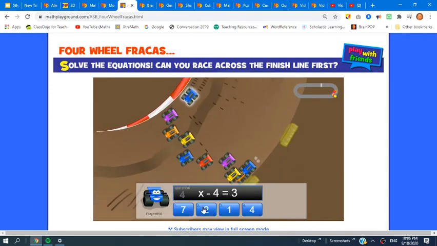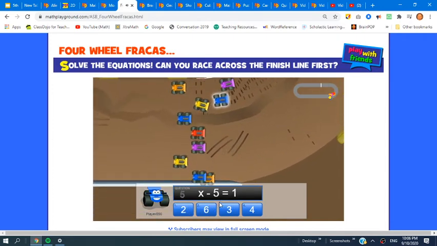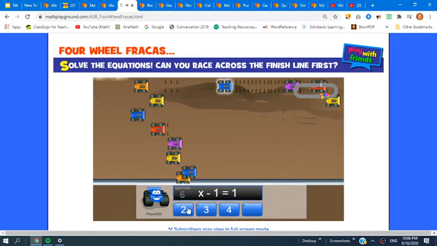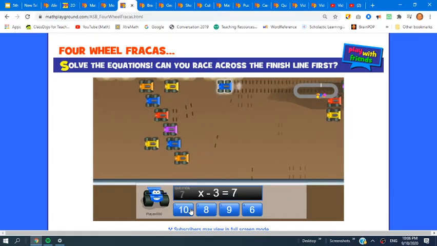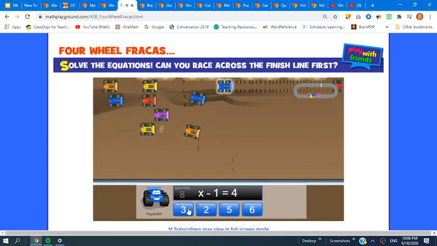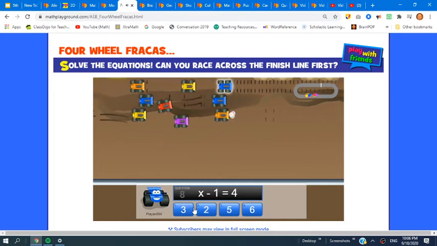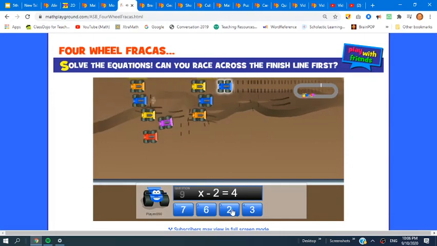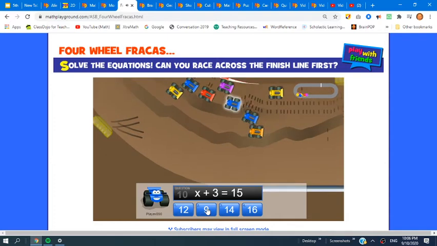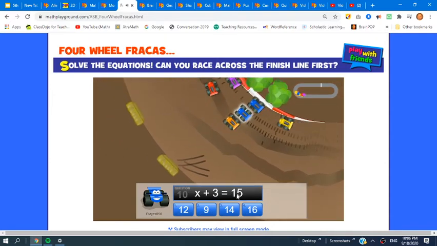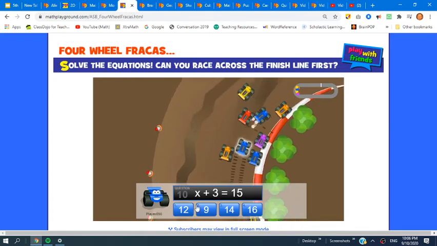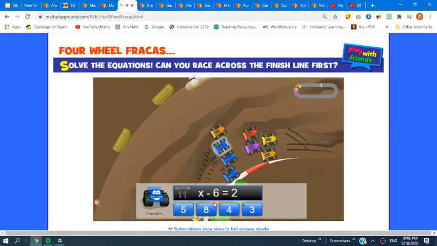Something minus 4 equals 7 minus 4 equals 3. 6 minus 5 equals 1. 2 minus 1 equals 1. 10 minus 3 equals 7. 5 minus 1 equals 4. 6 minus 2 equals 4. You'll notice I'm doing this backwards. 15 minus 3 equals 12. So 12 plus 3 equals 15.